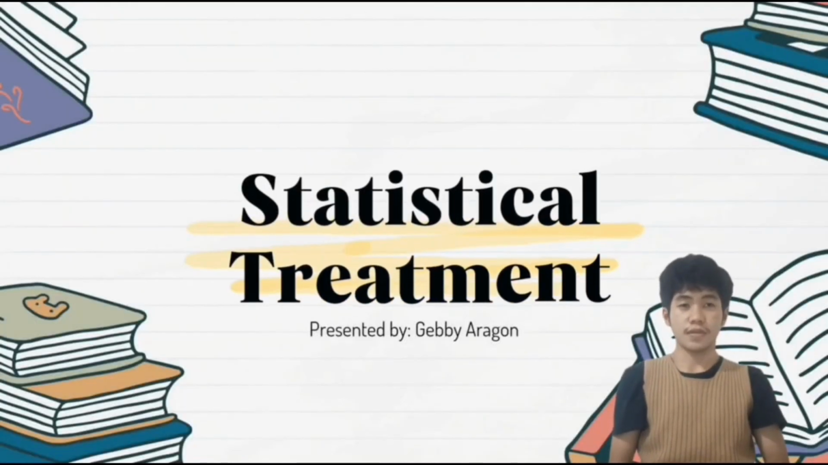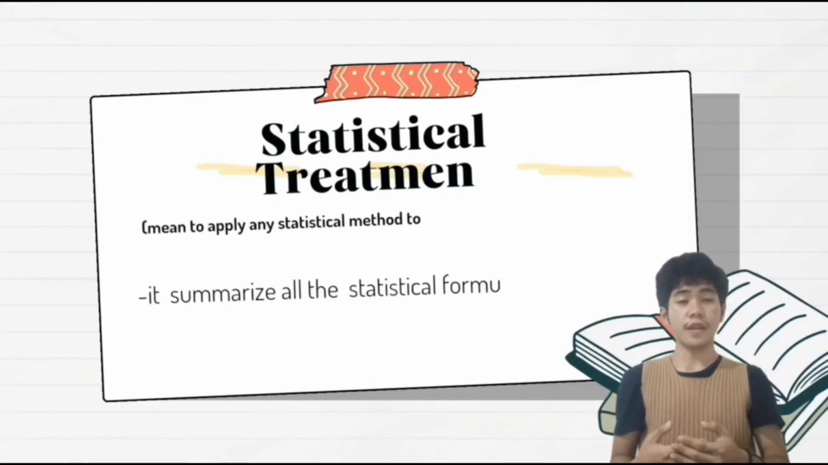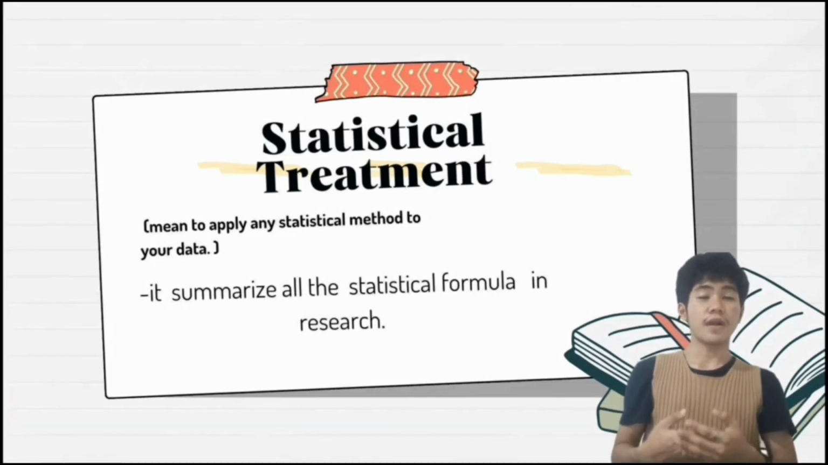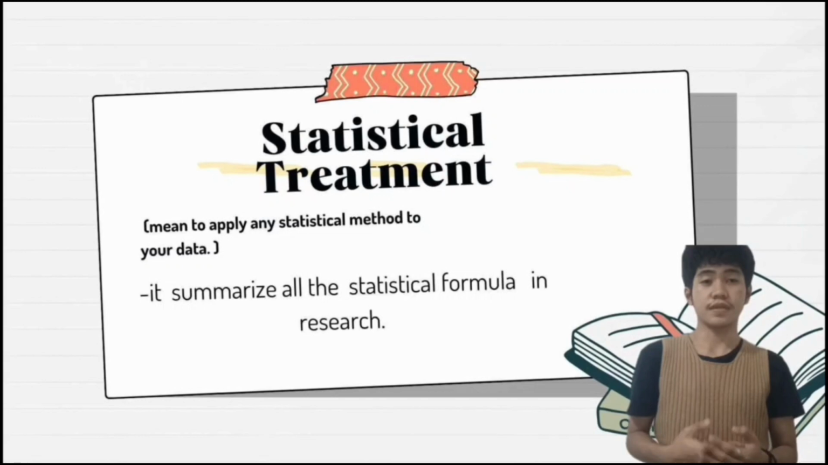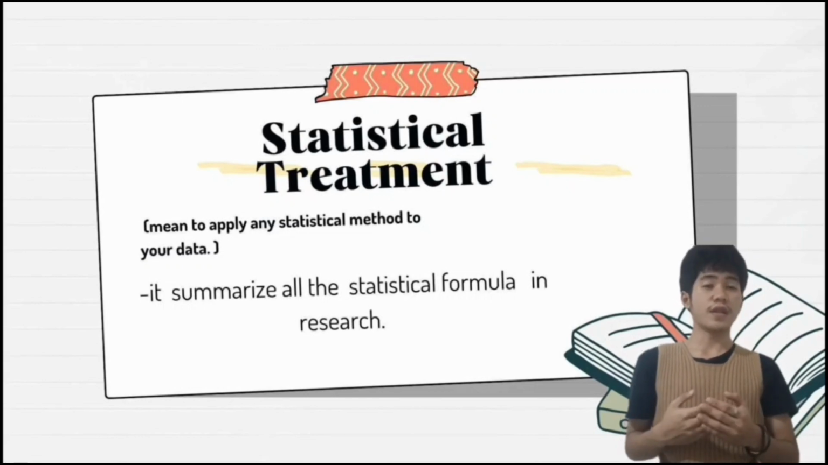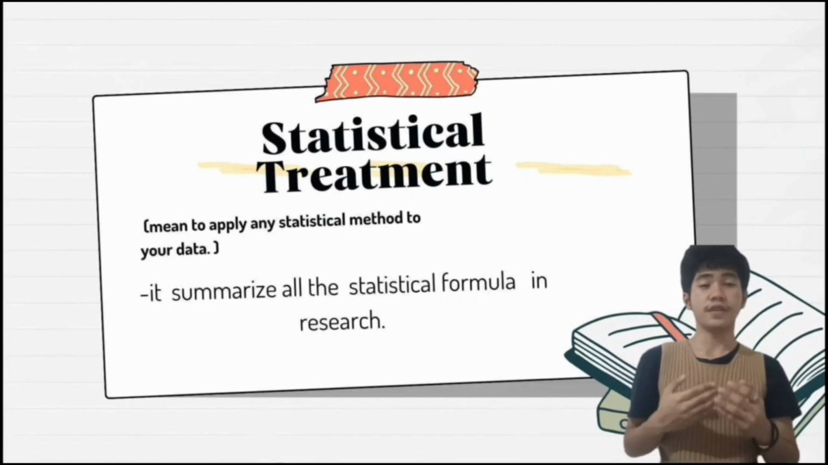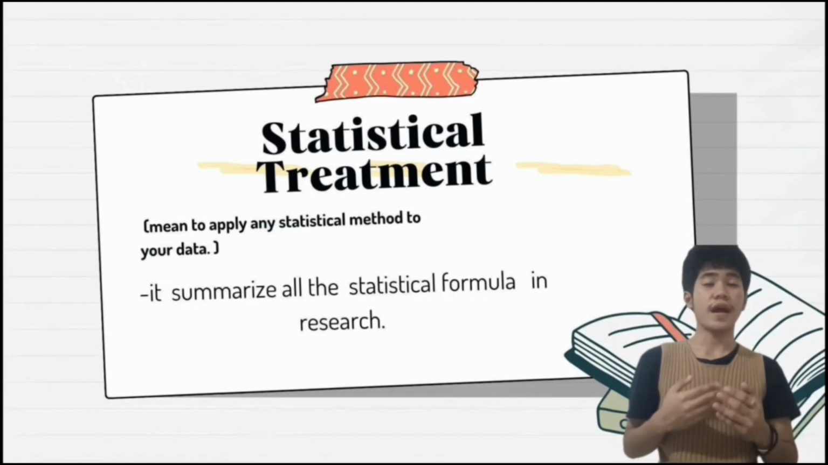The statistical treatment. Statistical treatment means to apply a statistical formula in your data, and it summarizes all the statistical formula in research, which means that statistical treatment is an explanation of all the statistical formula in analyzing and interpretation of the data. More likely, we can say that statistical treatment is the summary of all the statistical formula. Also, statistical treatment depends on the statement of the problem or SOP.